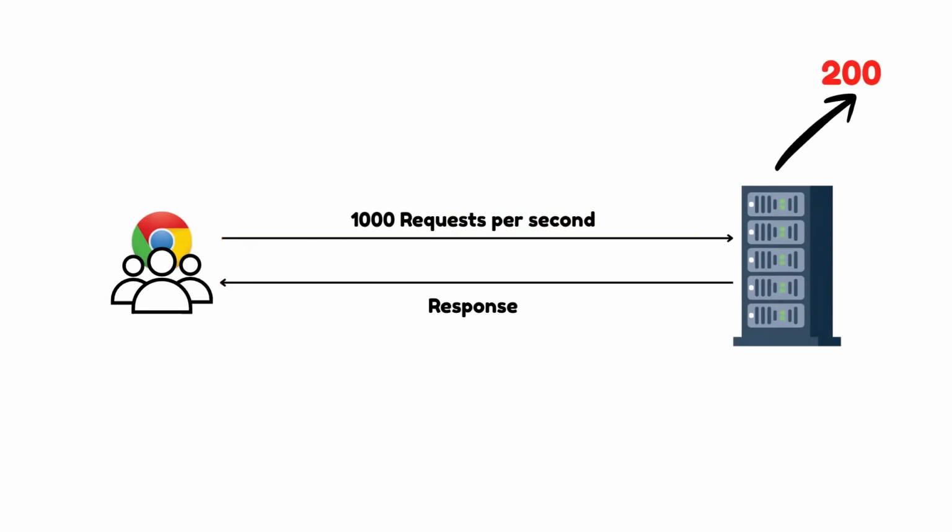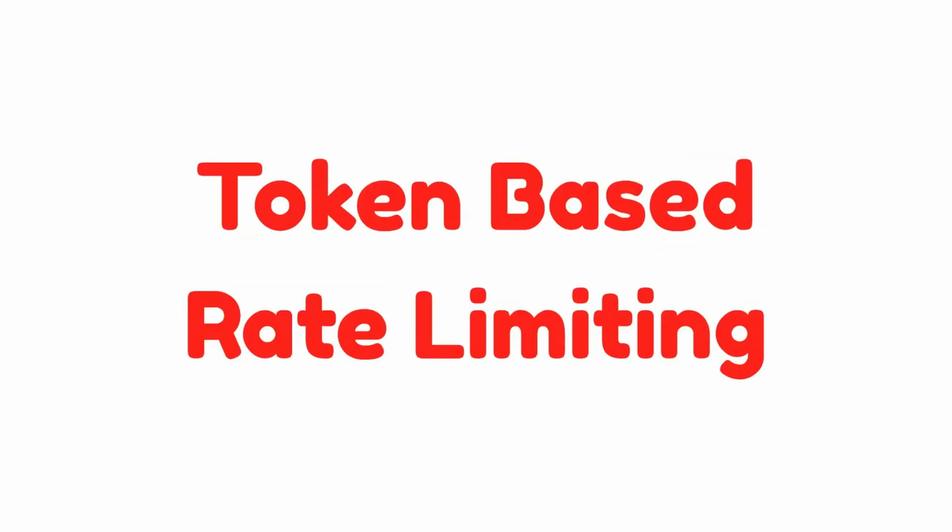And this is where the concept of rate limiting comes into the picture, where we have to limit our server to only accept 200 requests. And if we are getting more requests than that, you either have to drop those requests or keep them in a waiting list. To achieve this, we have multiple algorithms available in the market. Now, to implement rate limiting, we can use one of the algorithms, which is the token-based rate limiting algorithm.